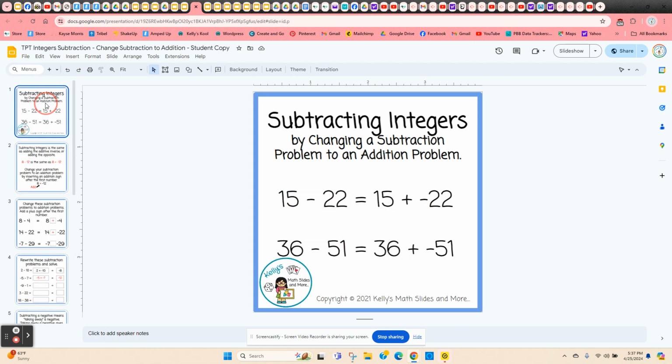So this is a digital lesson, subtracting integers by changing a subtraction problem to an addition problem.